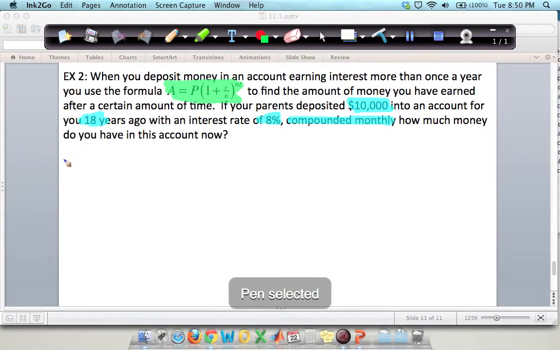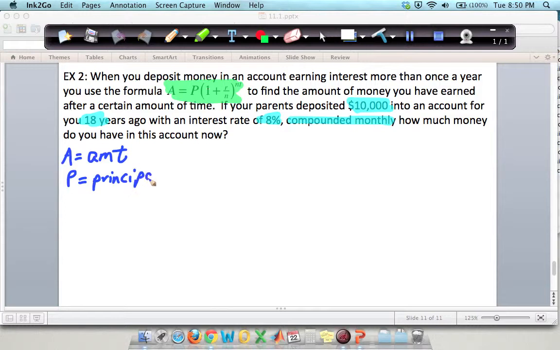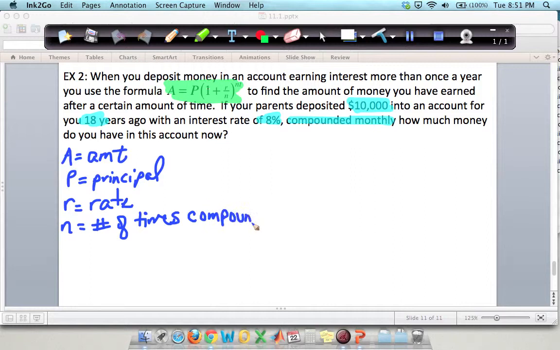Okay, so I'm going to label what these stand for. A is the amount of money you'll have. P is your principal. R is your interest rate. Remember, you have to write that as a decimal. N is the number of times your interest is compounded. So is it compounded monthly? Is it compounded quarterly? So 4 times a year, semi-annually, twice a year. So you just have to see what that says in the problem. And T is the number of years that you're putting it in the account.